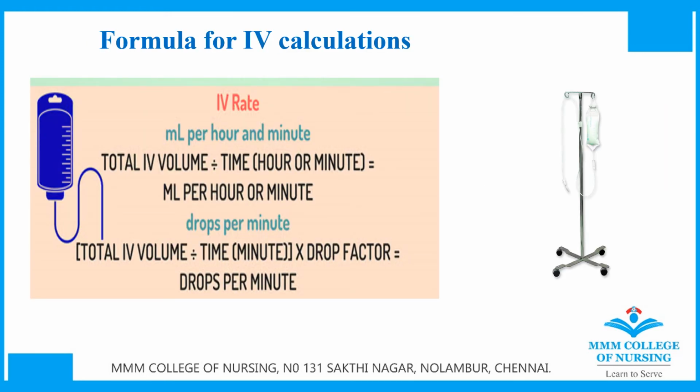Formula for IV calculations. To calculate ml per hour or minute, the formula is total amount of volume divided by time in minutes or hours is equal to ml per hour or minute. And to calculate drops per minute, the formula is total amount of fluid divided by time in minutes into drop factor gives drops per minute.